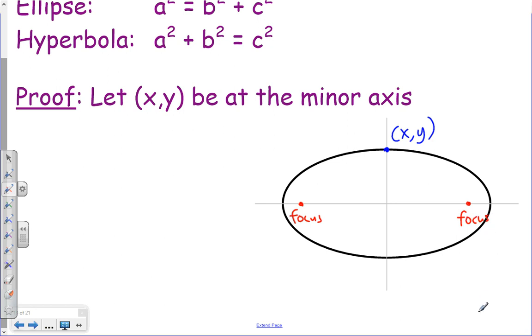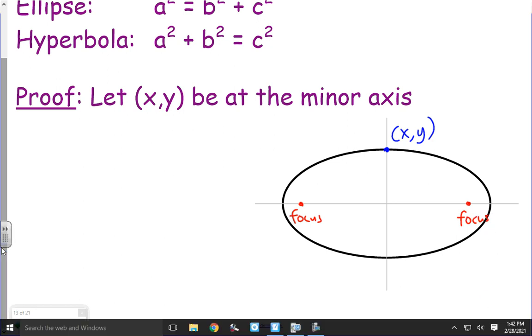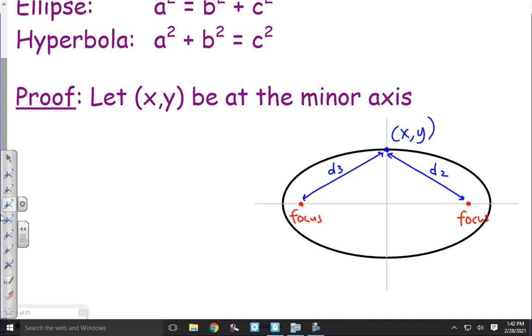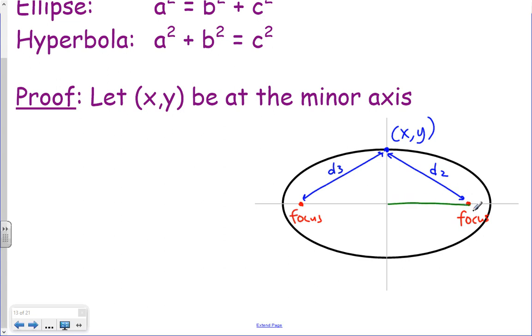Then when I measure the distances between the focus and that point, if I measure this distance right here, this is what we call D2. If I measure the distance to the other focus, that's what we call D3. Turns out, because I'm picking the point right on the minor axis, that those two are equal to each other. D2 and D3 are the same. But in particular, what I want to look at is this little triangle that's formed here.